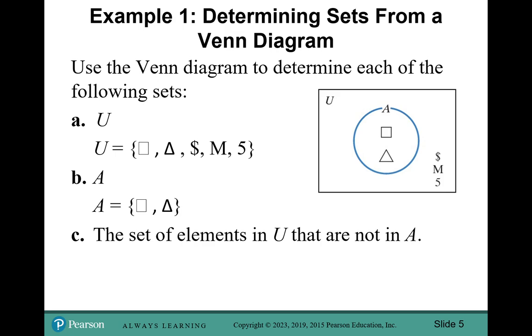Okay, let's look at part C. The set of elements in U that are not in A. What are in U but not in A? The ones that are in U but not in A are right here: the $ sign, the M, and the 5. They are in U, but they aren't in A. So, let's list those. They would be written in roster notation: $ sign, M, and 5. Simple enough.